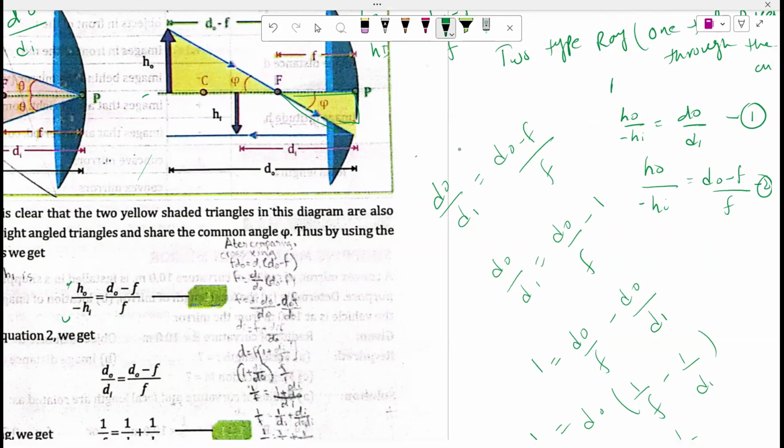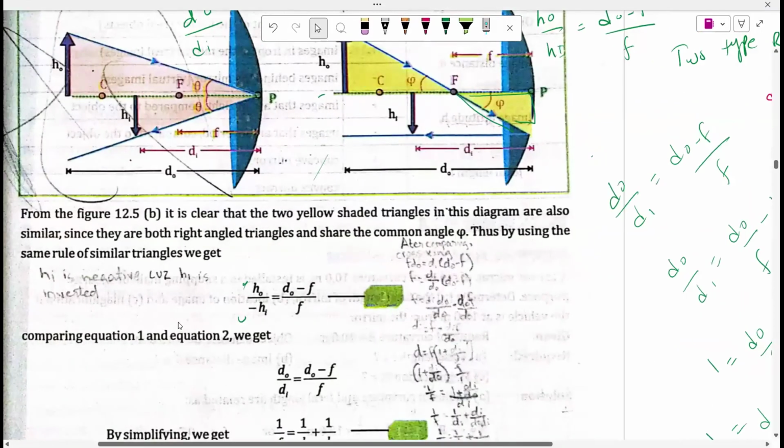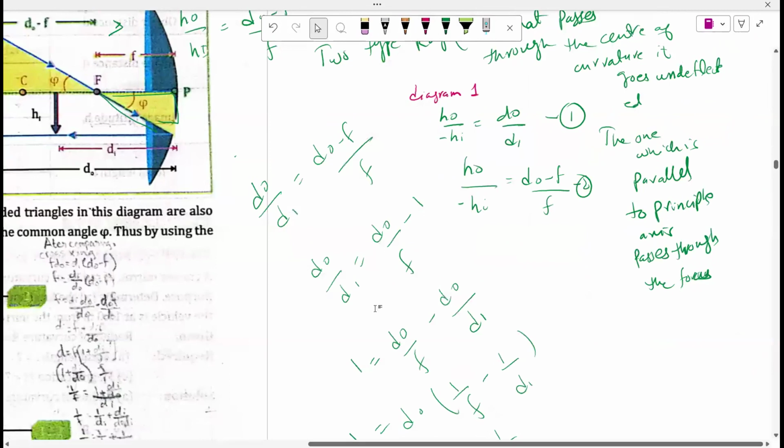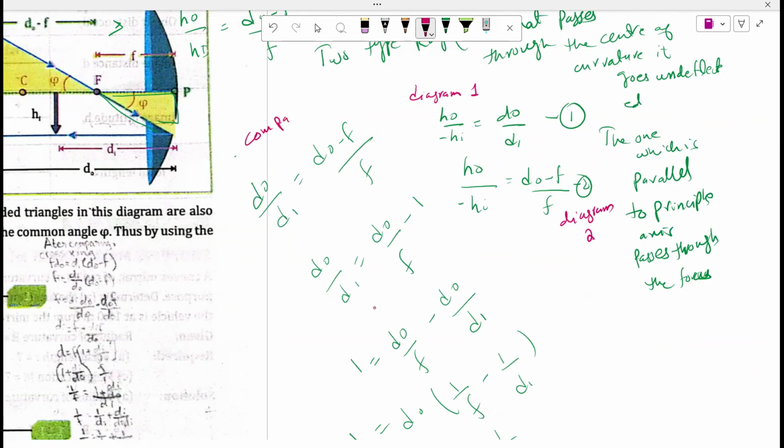This was from triangle 1, or diagram 1, sorry. I wouldn't write triangle. It was diagram 1. This was diagram number 1. And this is diagram number 2. Here we compared equations 1 and 2.